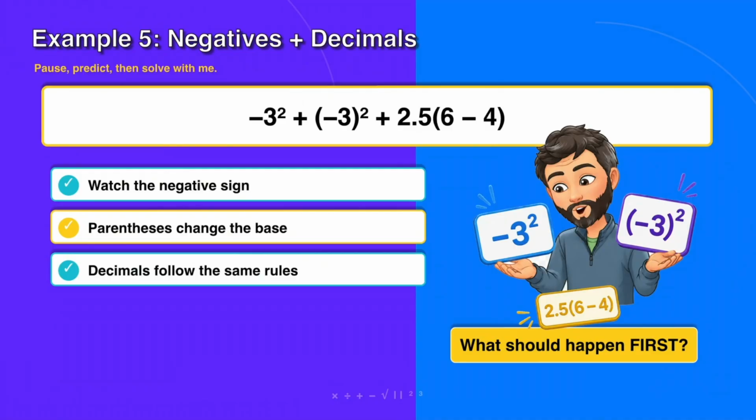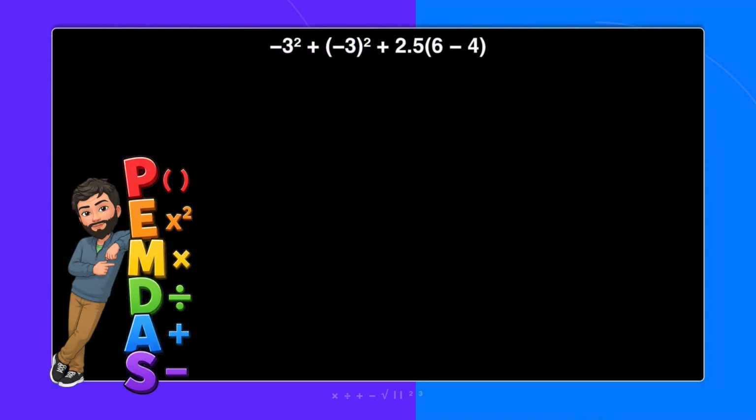All right, in example 5, we're going to have negative 3 squared plus, in parentheses, negative 3, close parentheses, squared, plus 2.5 times, in parentheses, 6 minus 4. We're going to start off by doing the negative 3 squared in parentheses first. And I want to show you what that means. We're also going to do the 6 minus 4 as well.